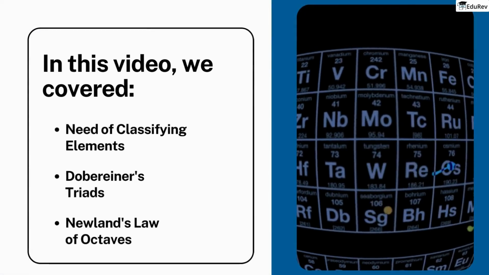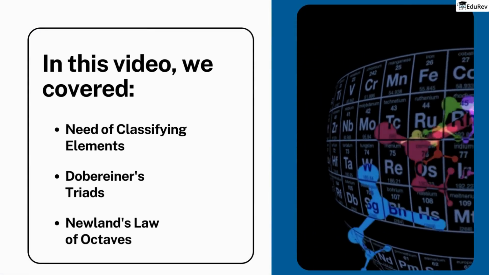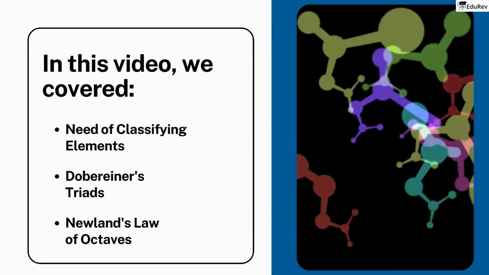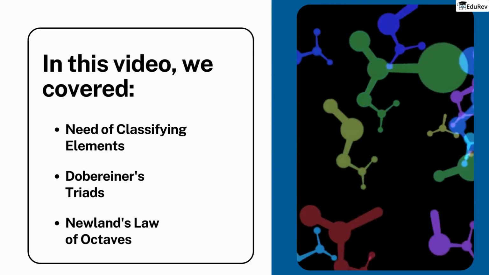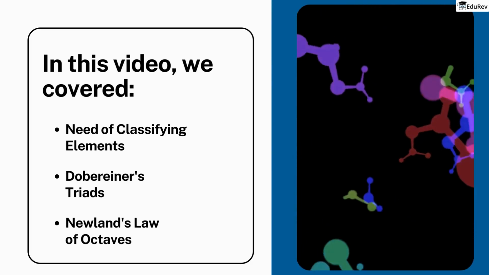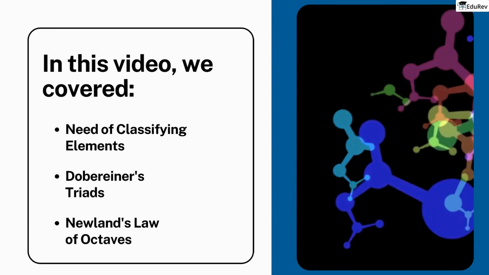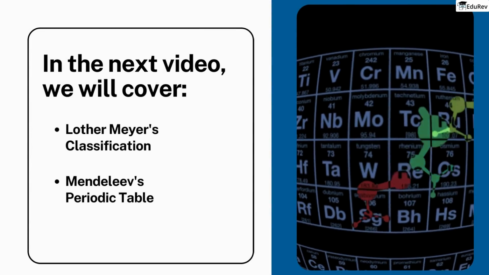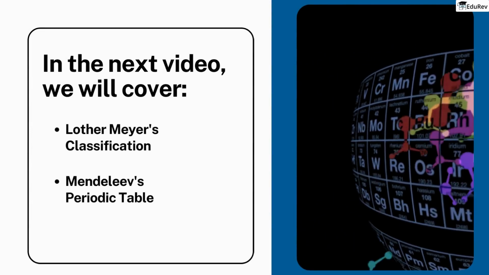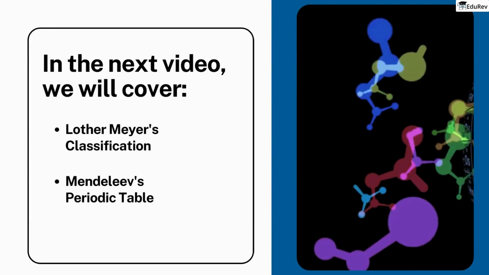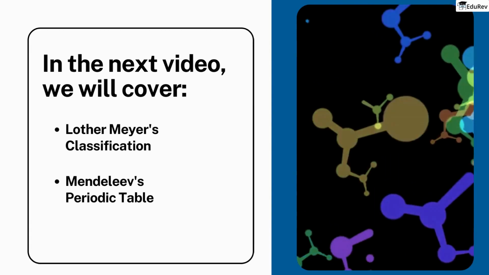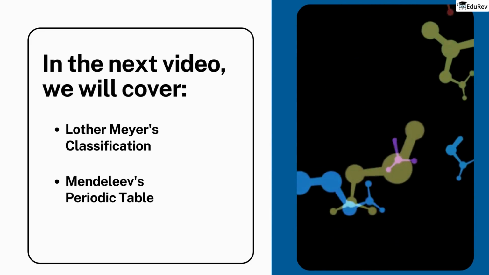Hope you enjoyed learning about the need of classifying elements, Dobereiner's triads, and Newland's law of octaves in this video. It's fascinating to see how scientists throughout history have attempted to organize the elements and identify patterns in their properties. But the journey doesn't end there. In the next video of this chapter, we will dive into the works of Lothar Meyer's classification and Mendeleev's periodic table. Get ready to discover more about the classification of elements and how it has evolved over time.